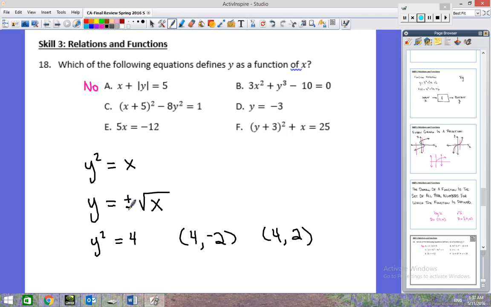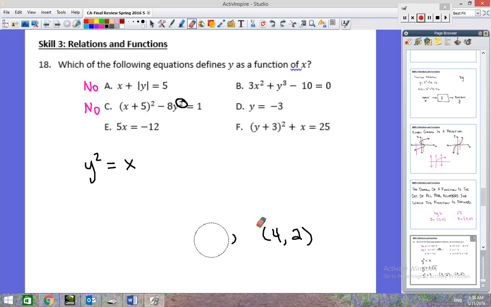Well, that plus or minus symbol is going to come from, if you look at the step above, an even exponent on the y variable. So right here in C, I see that this is an even number on y, and I immediately know that on C this is not a function. Well, let's return to B. Since that's odd, I'm okay. If we have an odd exponent, excuse me.